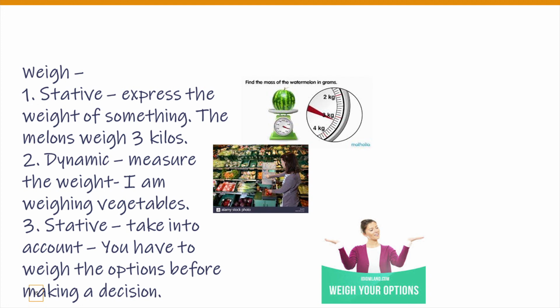Okay, the third one is a stative meaning again. So when you weigh something, you take into account, you consider, you closely examine. Okay, so you have to weigh your options before making a decision. Weighing means which one is more. Okay, so you weigh the advantages and disadvantages, for example. Okay, so you have to weigh the options before making a decision. Okay, so that's weigh for you people.